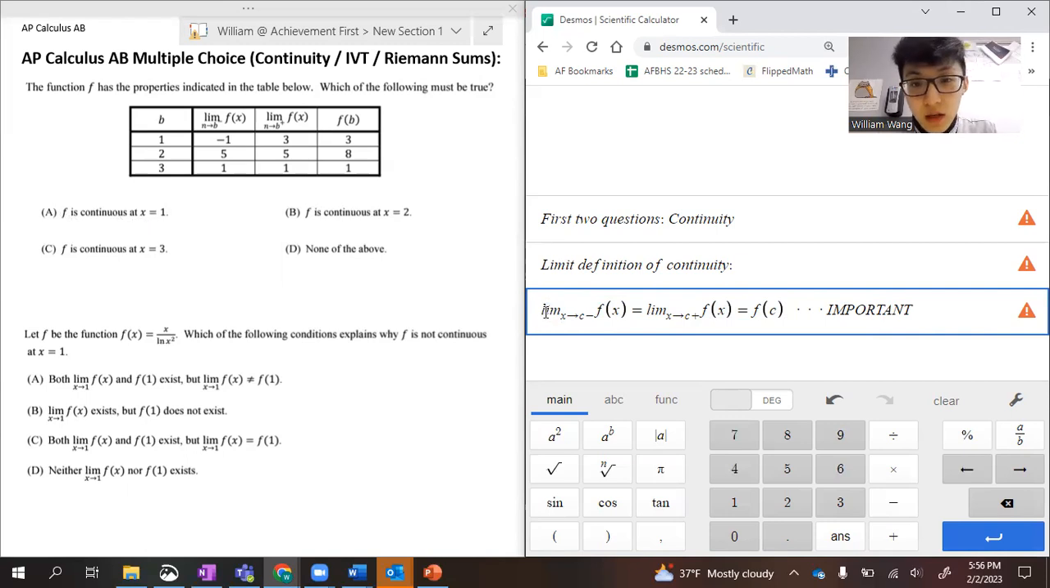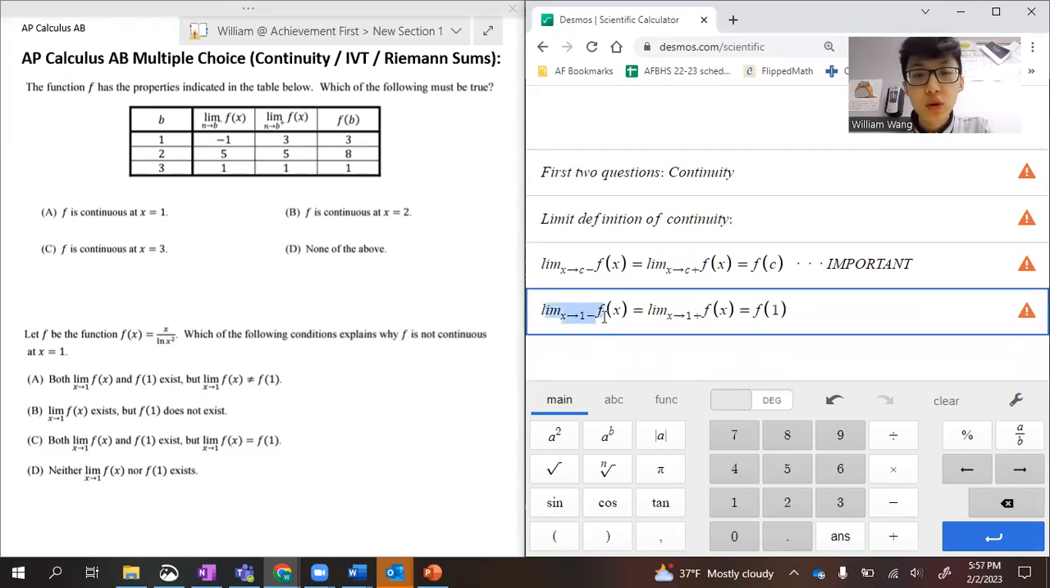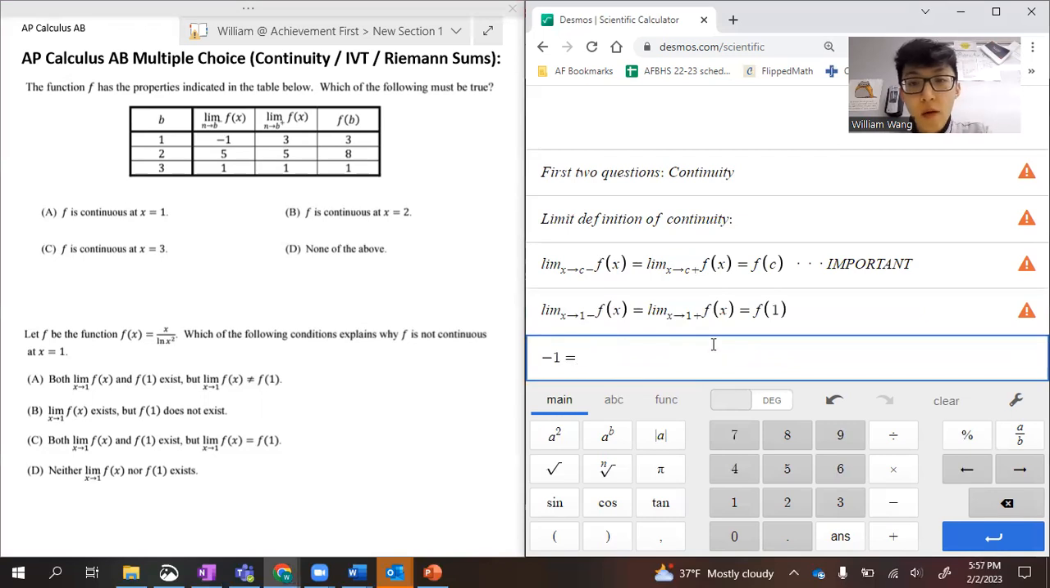Well, if it's continuous, I'm applying this. That means the limit as x approaches 1 of f of x from the left would have to be the same as from the right, and equal to f of 1. Is this true? As I approach 1 from the left, looking at my table, my value is -1. So this limit is -1. That equals my limit from the right, which turns out to be 3, and my exact value is 3, right? And that's according to this table.